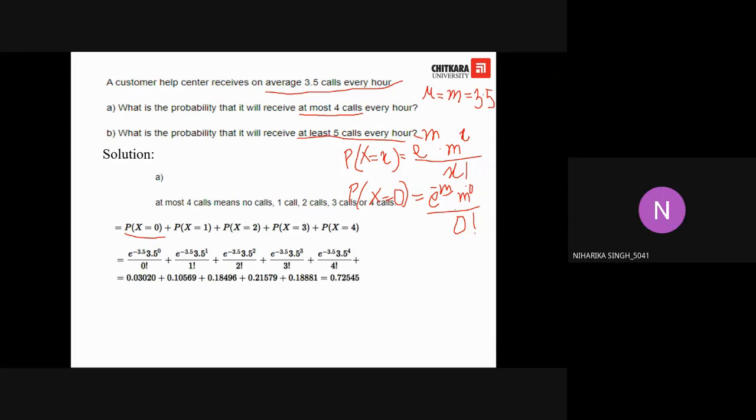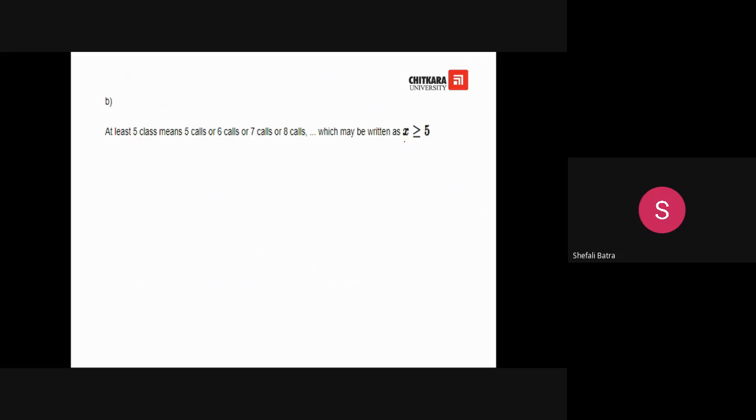We need at least 5 calls; the rest can be more than 5 as well. So we'll be considering P(x) equal to 5 plus 6 plus 7 plus 8 and so on, right? At least 5 means 5 calls, 6, 7, 8 and so on. So it can be written as x greater than or equal to 5. You will be representing it like this.